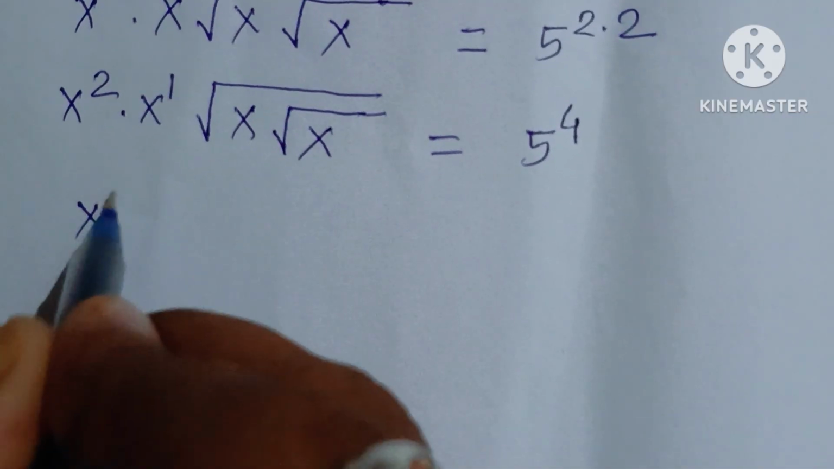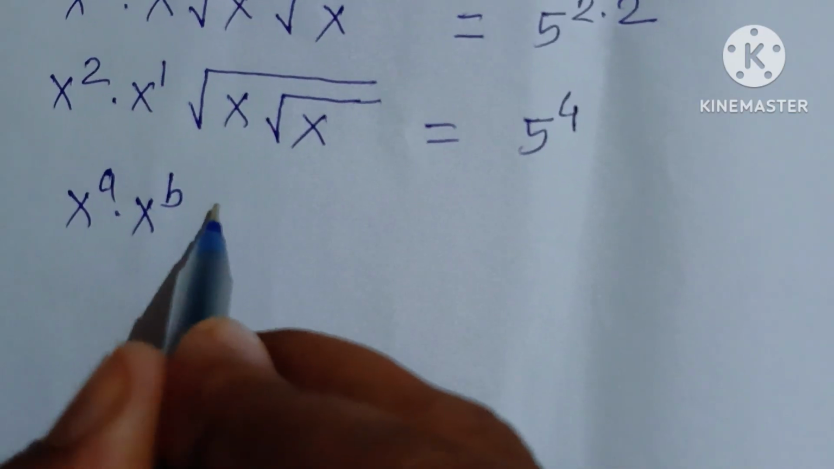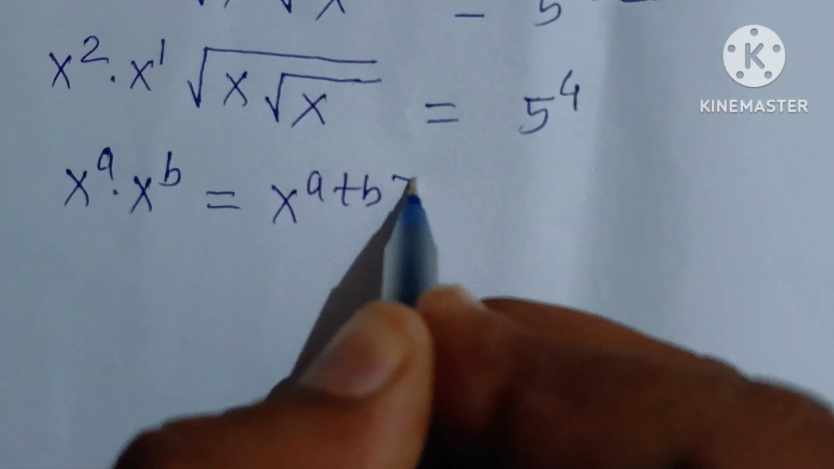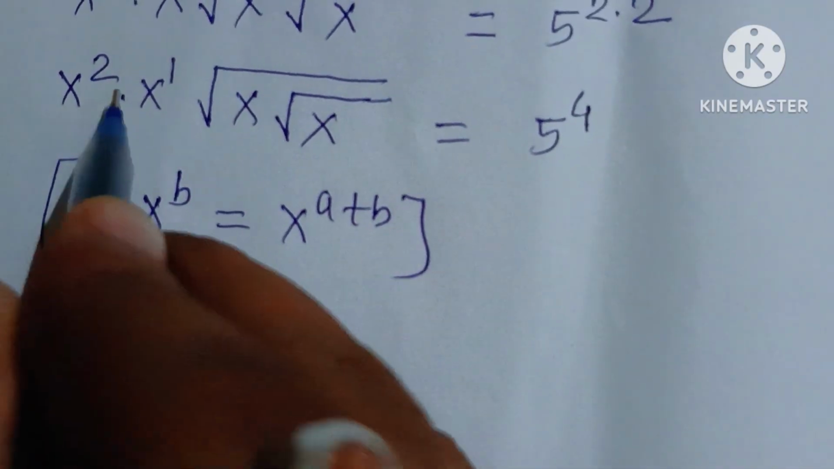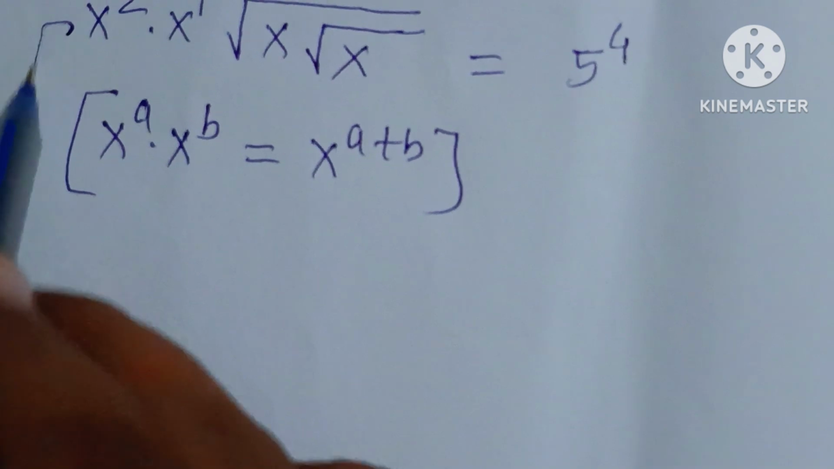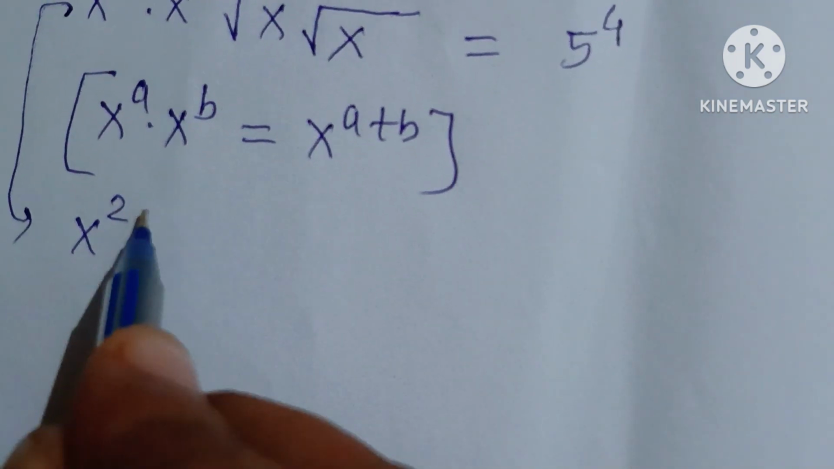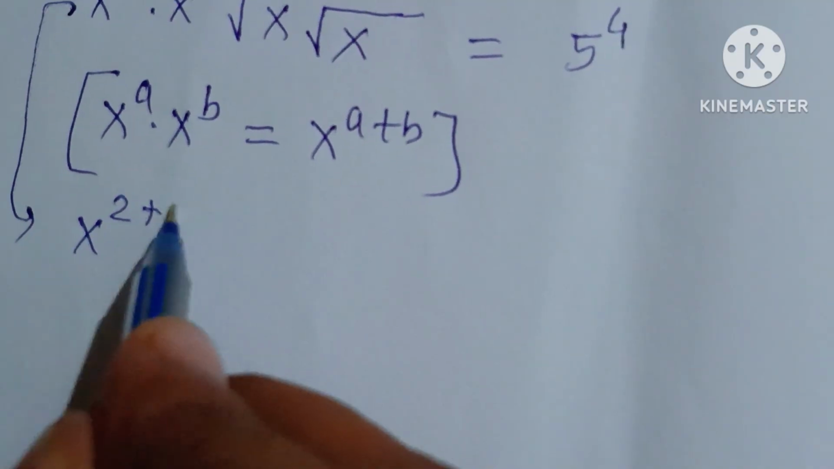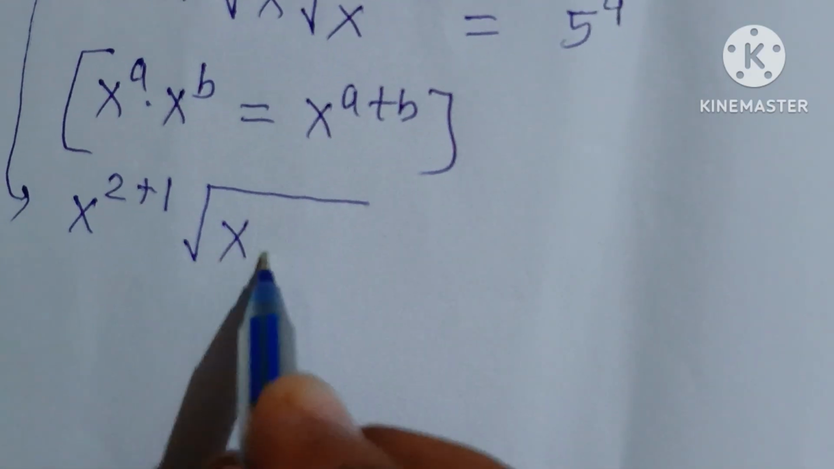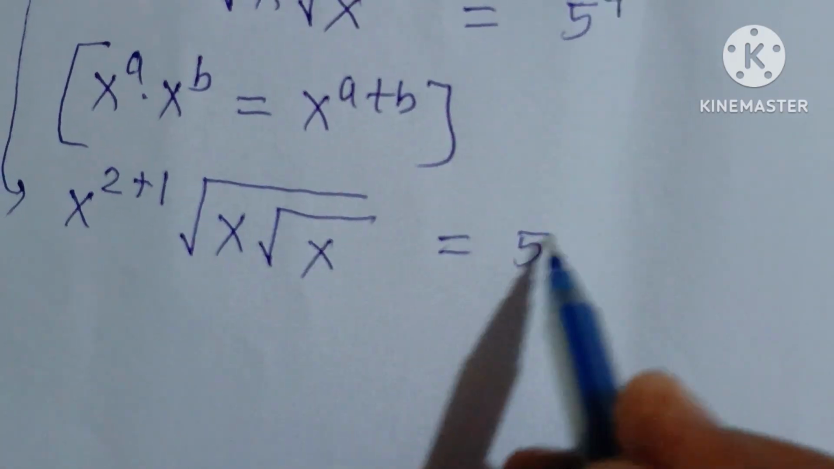x raised to power a into x raised to power b equals x raised to power a plus b. We have to apply this one here. Now from here we can come here x square plus 1 under root x under root x equal to 5 raised to power 4.